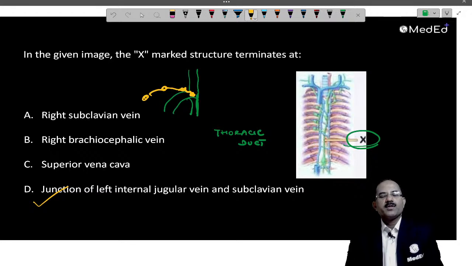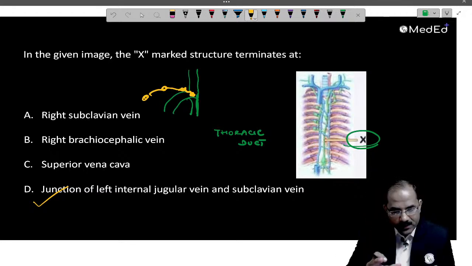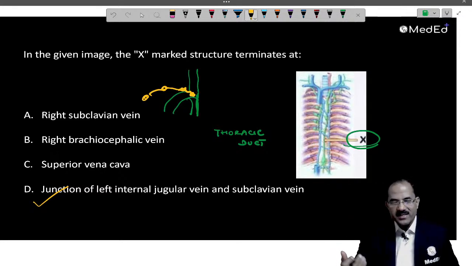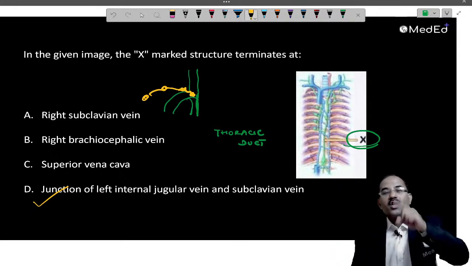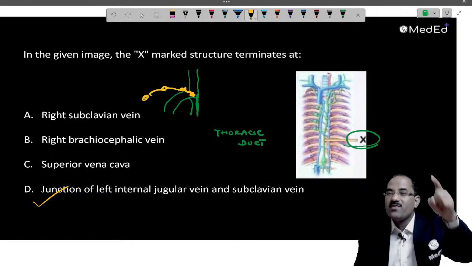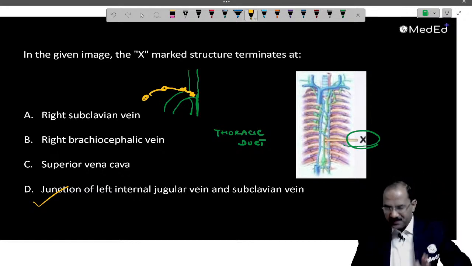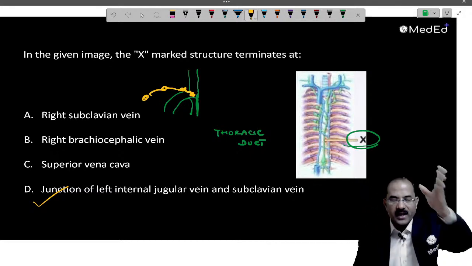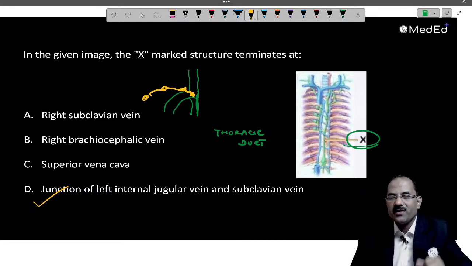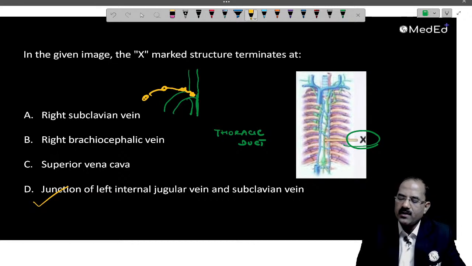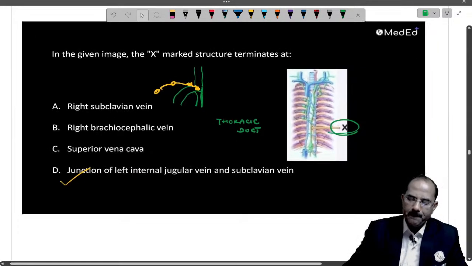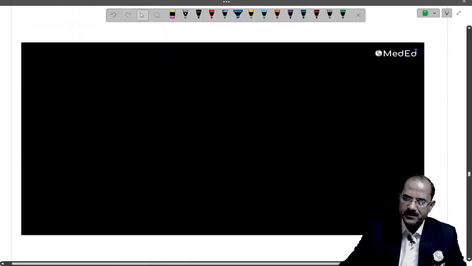Are you able to follow this, children? The thoracic duct is in the abdomen, enters the thorax through the aortic opening of the diaphragm, lies on the right side, ascends, crosses to the left at T5, ascends on the left side and opens at the junction of the left internal jugular and the left subclavian vein. That's the thoracic duct for you. So the answer is D for this. Perfect.